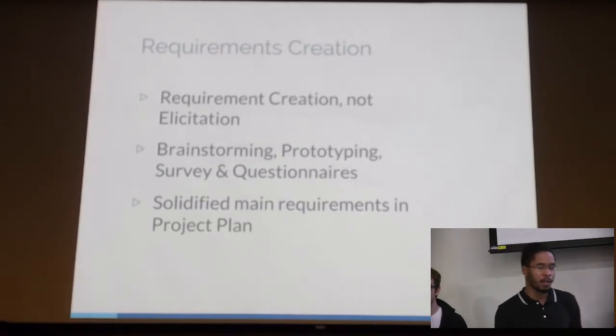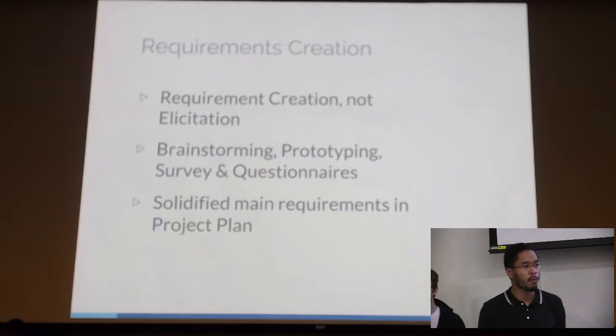We stumbled a bit when making this change, because we weren't really used to creating our own requirements. We were used to asking somebody else what the project needs and what needs to be done. It was a slight learning curve, but we decided that the best approach would be to brainstorm some ideas that we had for the project, and make a survey that we sent out to see what other people would consider a good idea for the project. After we got all of that figured out, we solidified it in our project plan.